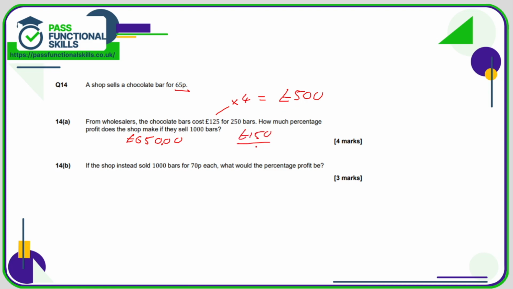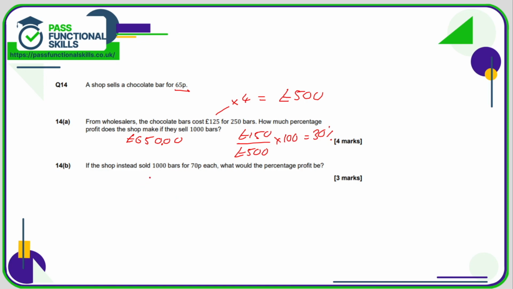So the percentage profit is the profit they make, and the profit they've made is £150 as a percentage of what they've invested, or what they bought them for, which is 500. So what is 150 as a percentage of 500? The calculation is 150 divided by 500 multiplied by 100, and that works out as a 30% profit.